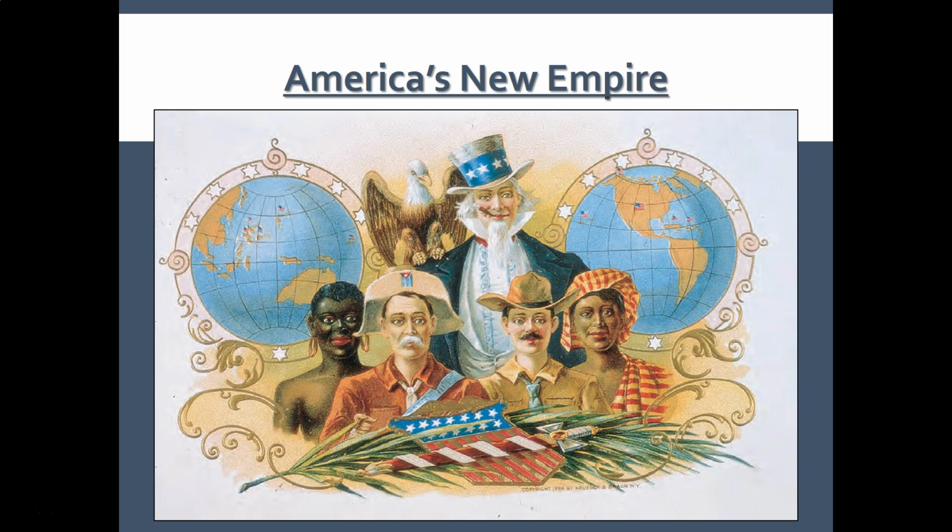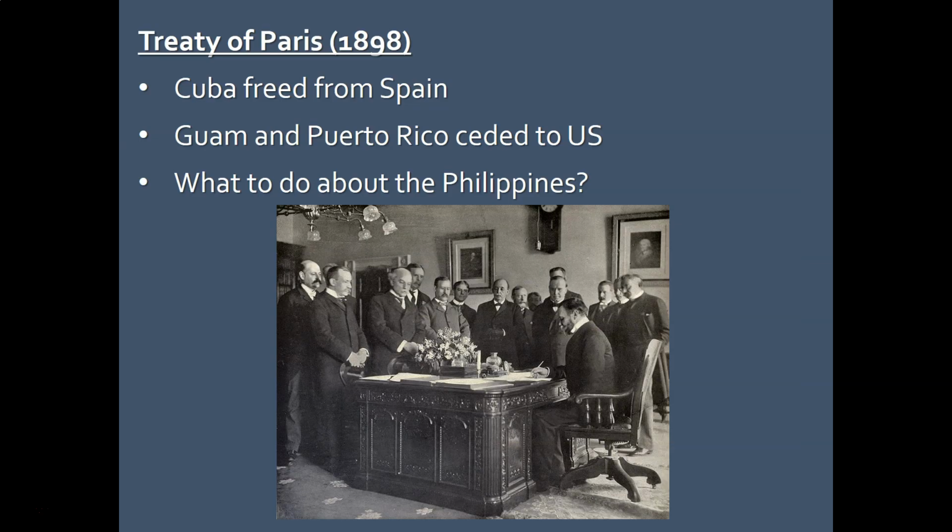So now America has itself an empire, and this is the product of the Treaty of Paris of 1898. Yes, another Treaty of Paris. I know, it's hard to believe. So the details in this treaty are that Cuba will be freed from Spain. Remember, America is not going to take Cuba. That was part of the Teller Amendment. We're not going to do that. But we are going to take Guam and Puerto Rico from Spain.